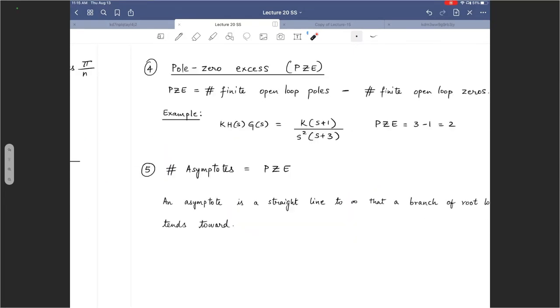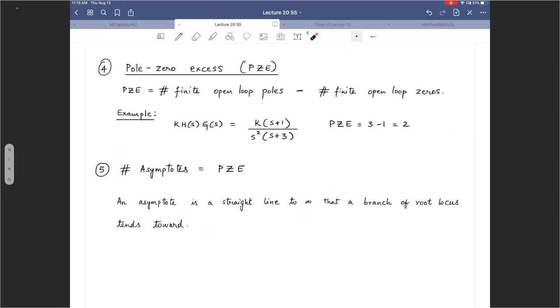Next, we are going to find out some parameters here in order to help with some other rules. The first such parameter that we are going to evaluate is PZE, the pole zero excess.